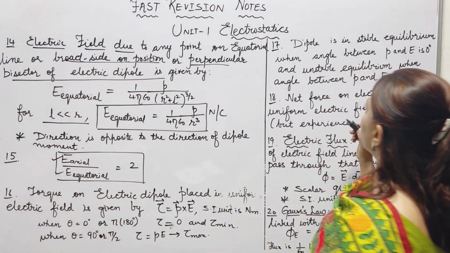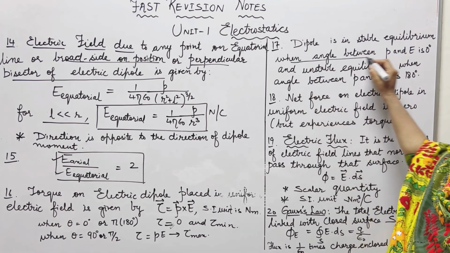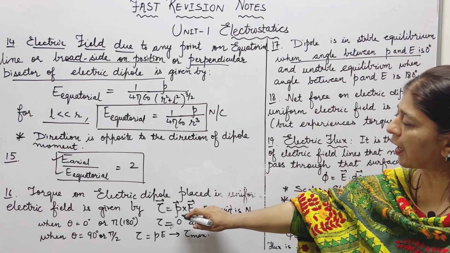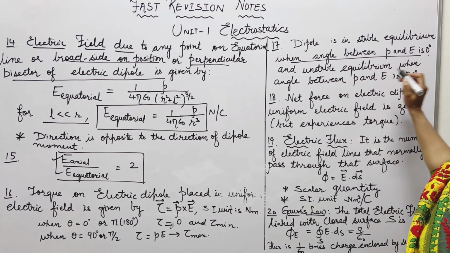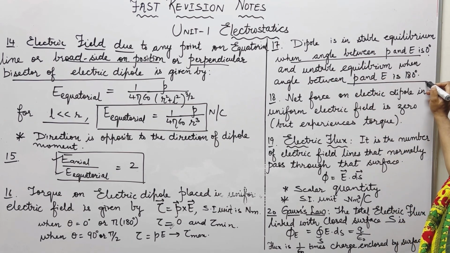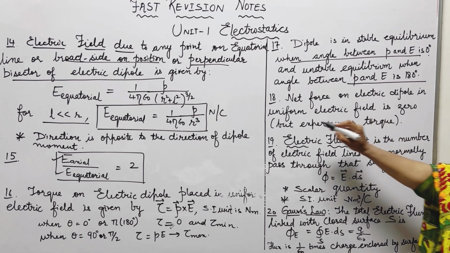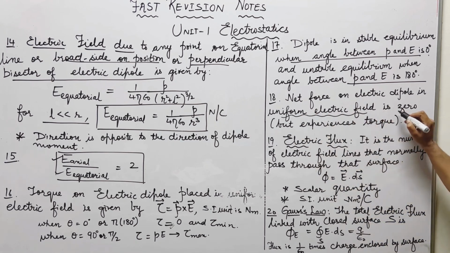A dipole is in stable equilibrium when the angle between the dipole moment and the electric field is 0. It is in unstable equilibrium when the angle between them is 180 degrees. The net force on an electric dipole in a uniform electric field is 0.